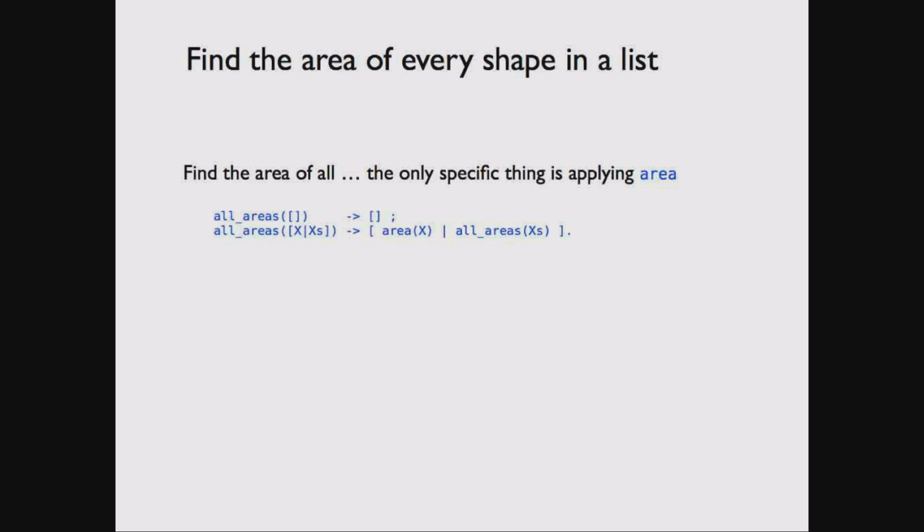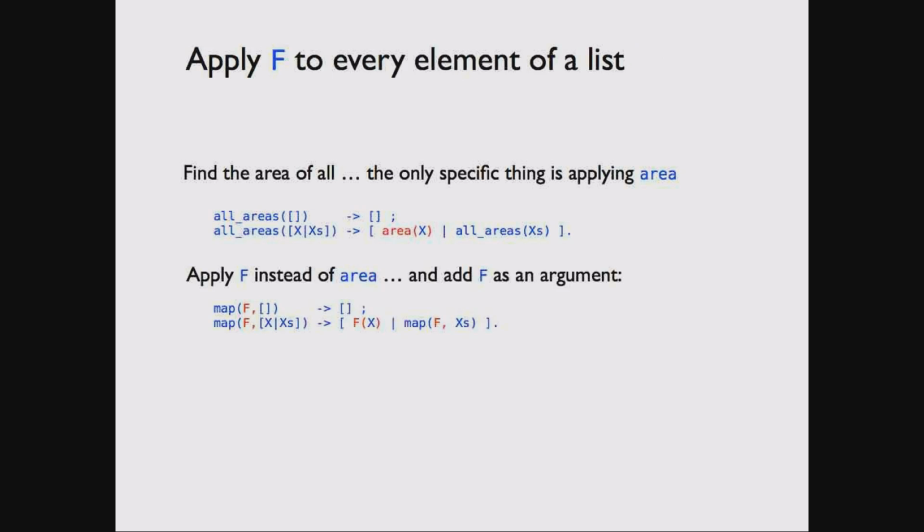The only thing that is specific here is applying the area function, and we see that there. So everything else is generic. It's saying take an empty list to an empty list, and as we're running through the list, for each element apply this specific function. So what we can do is transform that into a generic function, and we pass in the area function to be applied as the first argument. So now we have the map function.